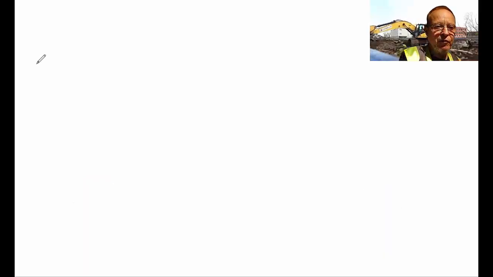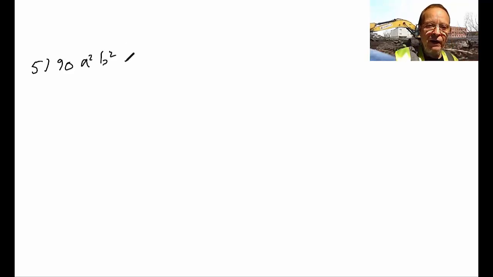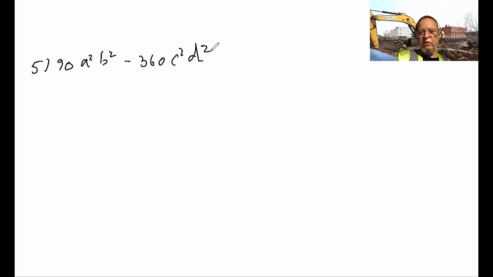In example number 5, we have 90a squared b squared minus 360c squared d squared. Now, 90 and 360, those aren't perfect squares, but it turns out that we could factor those out. So it turns out that that 90 does go into 360 rather nicely. It goes into 360 4 times.